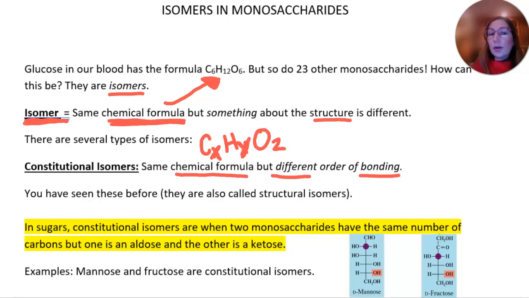So we have seen these before. They're also called structural isomers. I liked the term structural isomers myself. But they have a different structure or constitution. I like to think of the constitution as how we structure our government. And so these have a different structure altogether. In sugars, constitutional isomers are when two monosaccharides have the same number of carbons, but one is an aldose and the other is a ketose. For example, mannose and fructose are constitutional isomers.